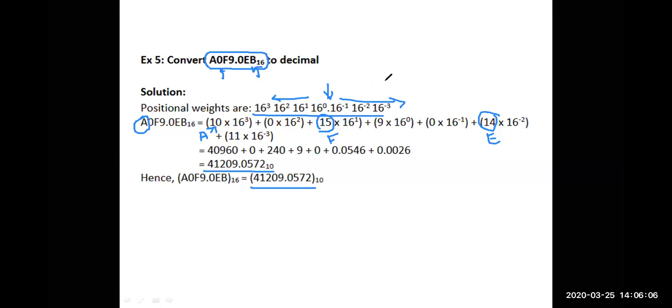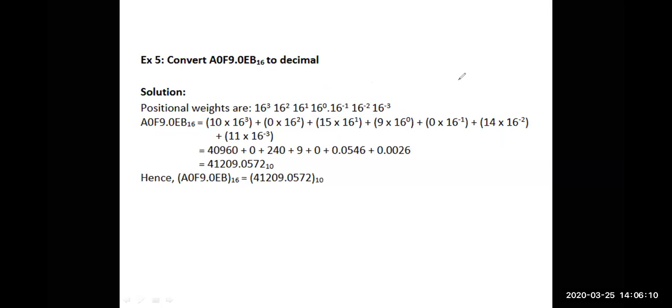So I'll just explain once again this hex to decimal number, because somebody has not understood this.